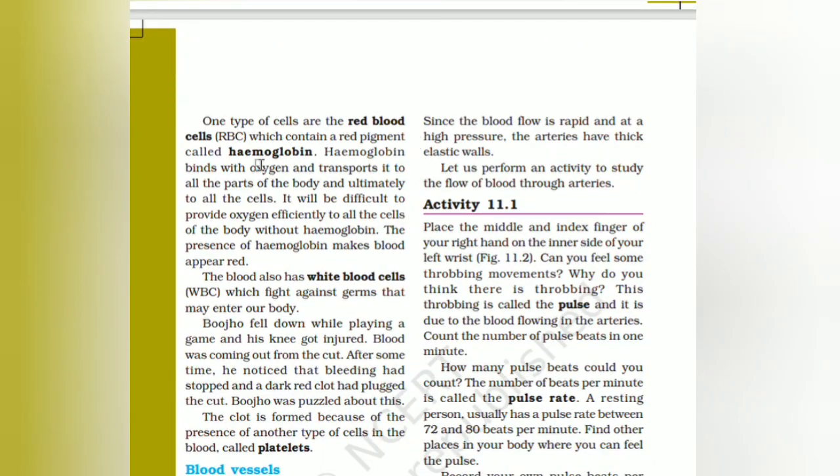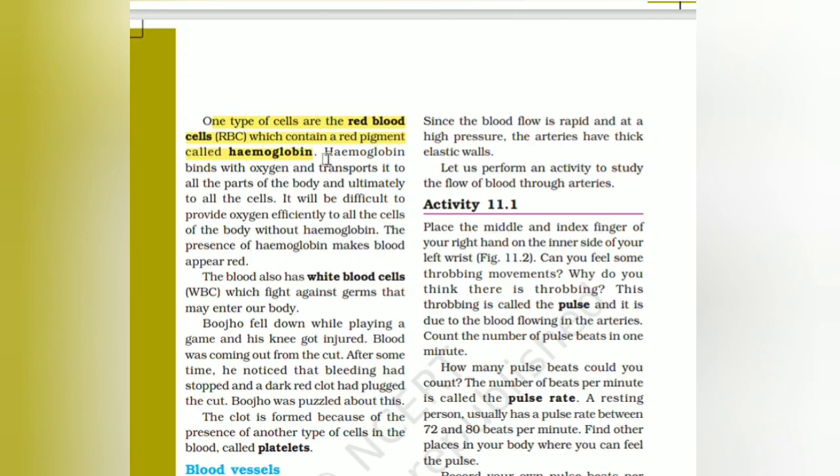One type of cell is the red blood cell, referred to as RBC, which contains a red pigment called hemoglobin. Hemoglobin binds with oxygen and transports it to all parts of the body and ultimately to all the cells. It would be difficult to provide oxygen efficiently to the cells of the body without hemoglobin. The presence of hemoglobin makes blood appear red. The blood also has white blood cells, which fight against germs that may enter the body.